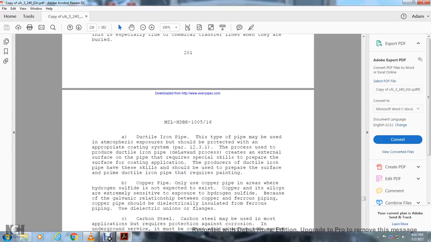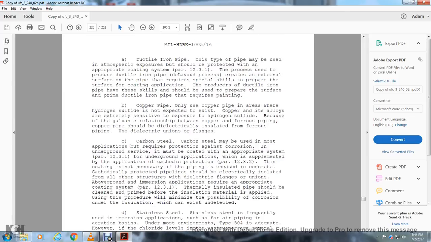Copper pipe. Use copper pipes only in areas where hydrogen sulfide is not expected to exist. Copper and its alloys are extremely sensitive to exposure to hydrogen sulfide because of the galvanic relationship between the copper and the ferrous piping. The copper pipe shall be dielectrically insulated from the ferrous piping, using dielectric unions and flanges.